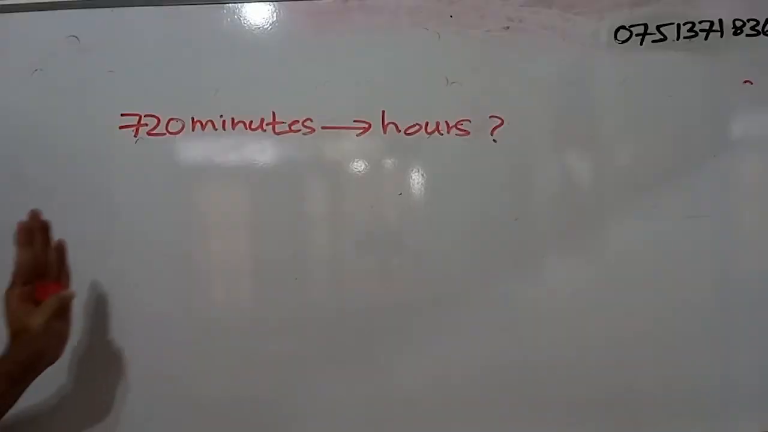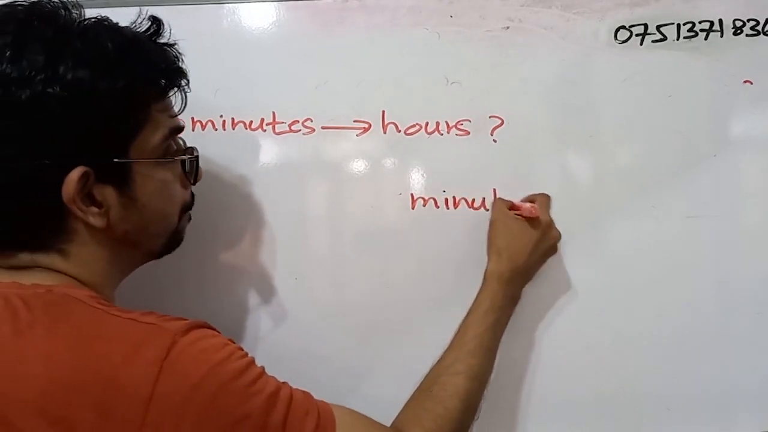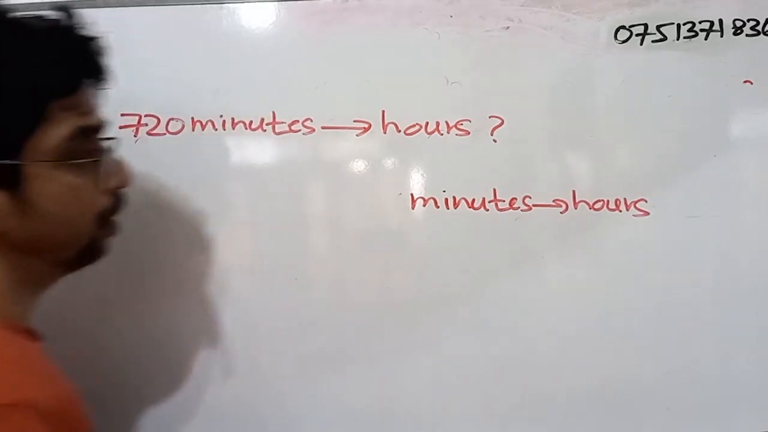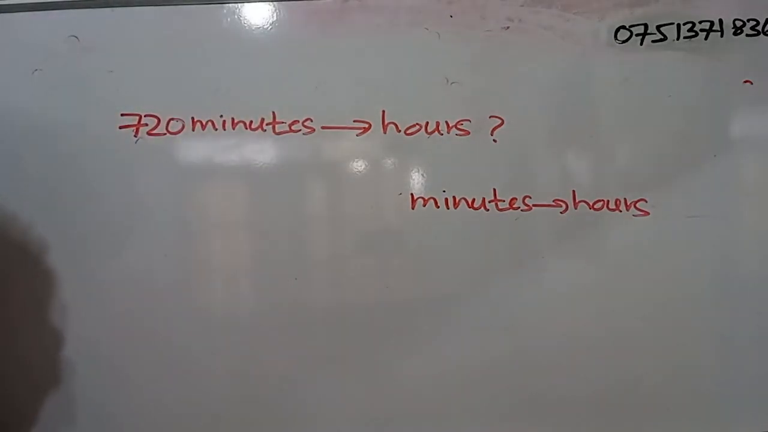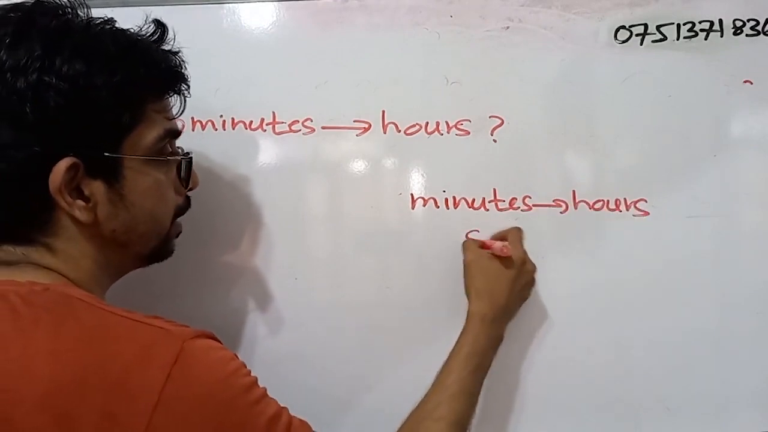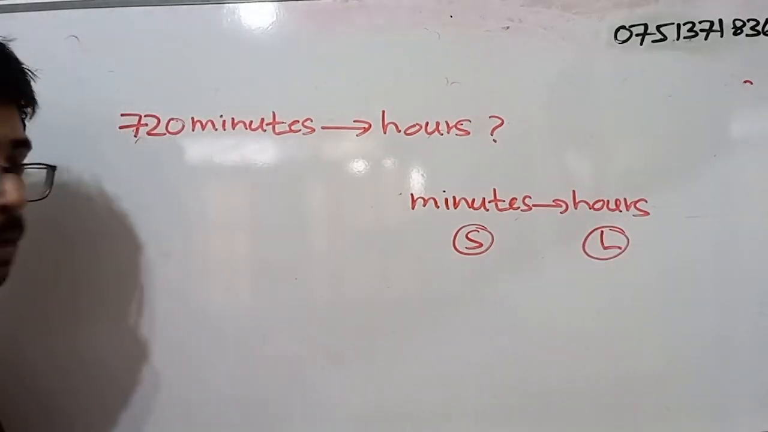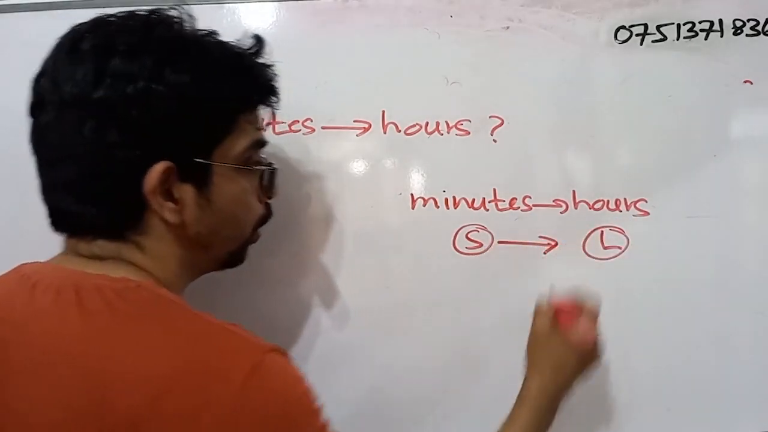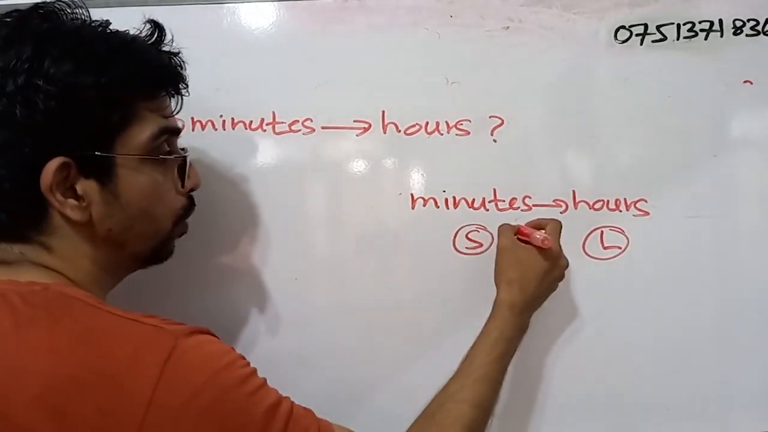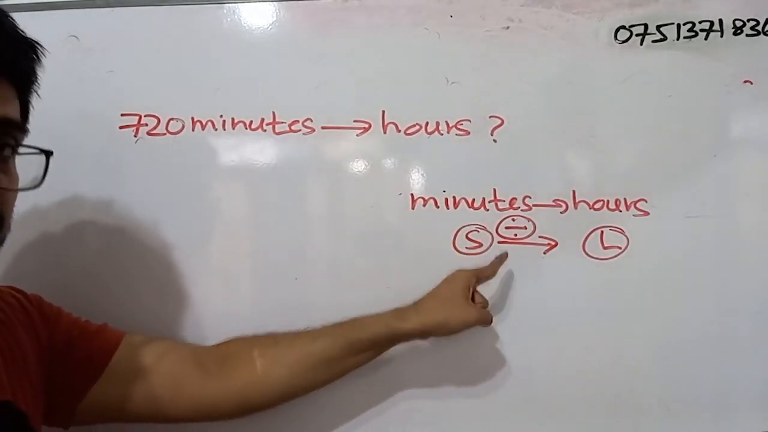Right. First, let's write down the work. What do we have to do? We have to convert minutes into hours. So when we compare these two units, minutes is the smaller unit, hours is the larger unit. So we have to convert a smaller unit into a larger unit. And then we need to remember, what do we have to do? We have to divide.